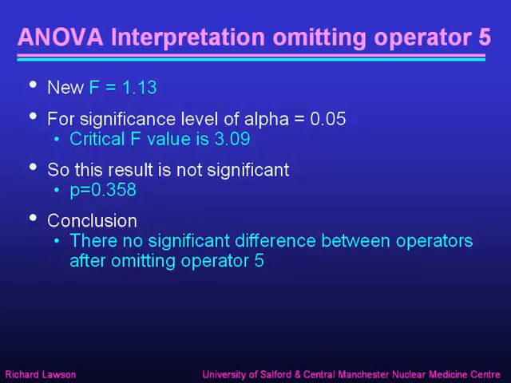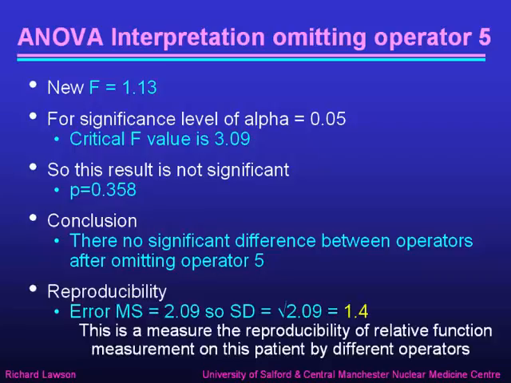So that's one useful conclusion. But even more useful is the reproducibility, because the error mean square, or the residual mean square, from the analysis of variance was 2.09. Remembering that that's like a variance, we can take the square root to get the standard deviation. The square root of 2.09 is 1.4.